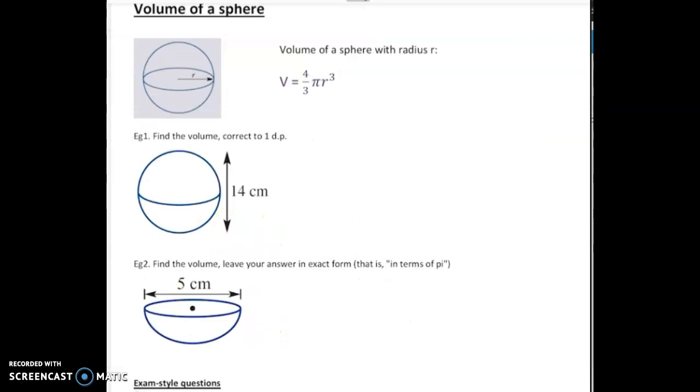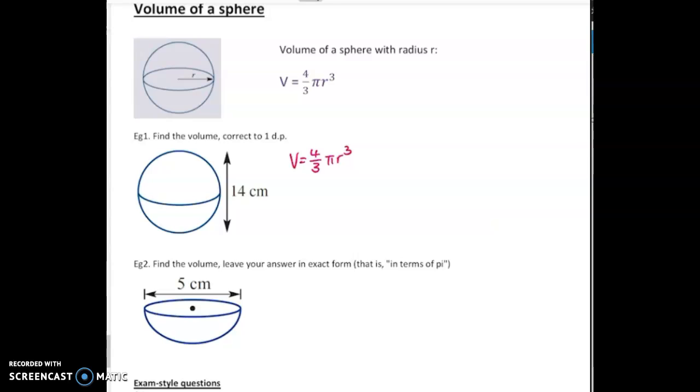Okay, so let's use that formula. The volume of spheres. In example 1, we're given a sphere. We're told to find the volume of it, so we write down our formula first. 4/3 of pi r cubed. And so we need to find the value of r to substitute to evaluate the volume.